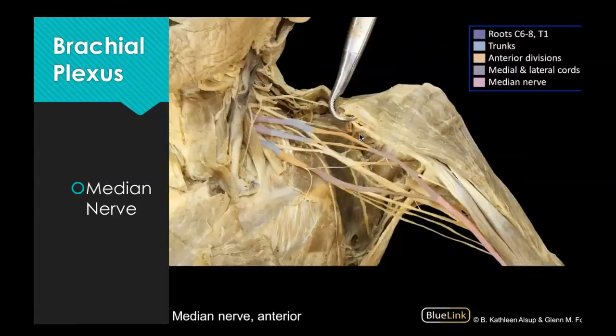Next, we have your median nerve, and the median nerve is very unique in that it comes from both the medial cord and the lateral cord. We have two branches extending off of those cords. These would be the lateral root of the median nerve and the medial root of the median nerve. When those roots come together, they create, in pink, this median nerve.